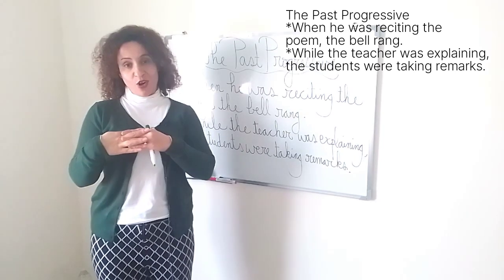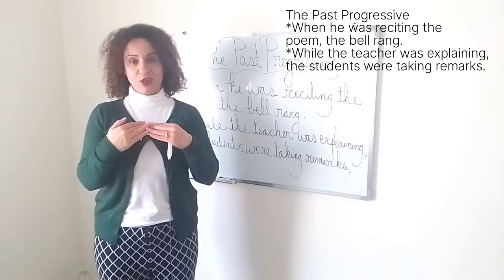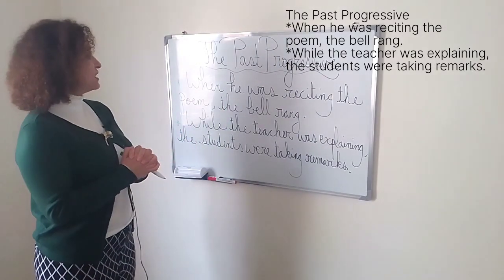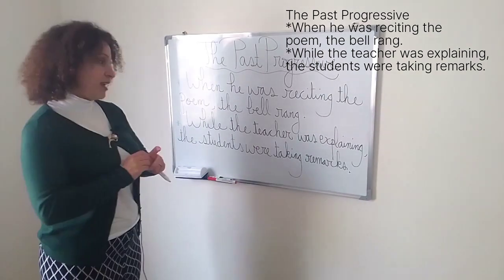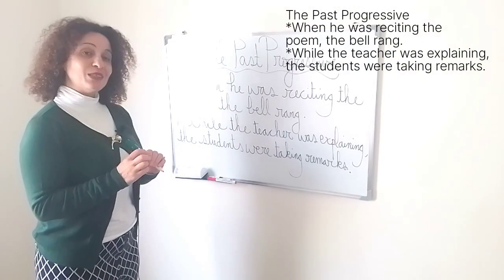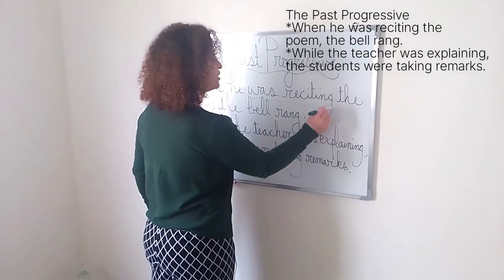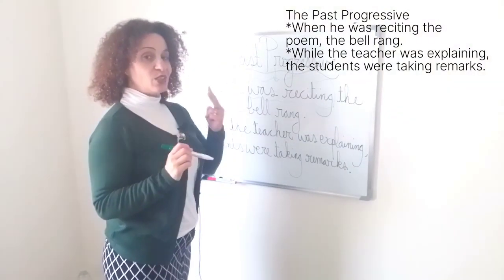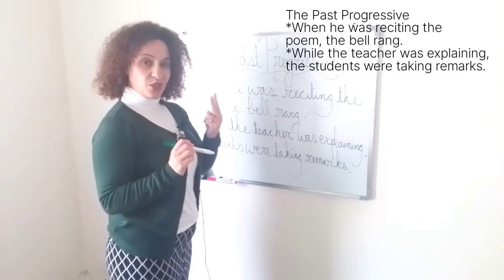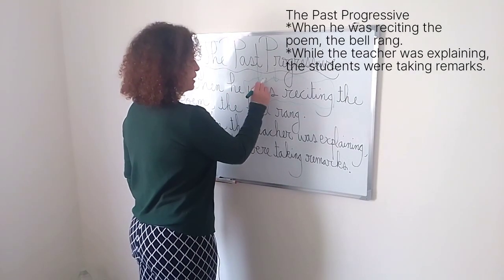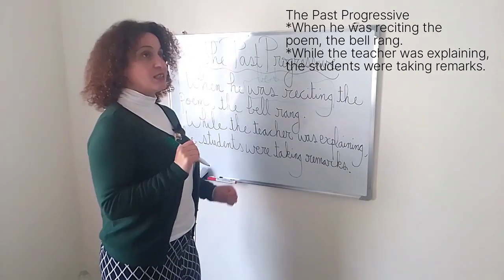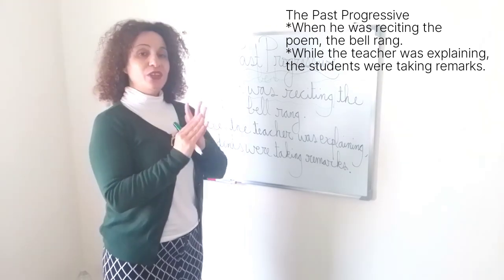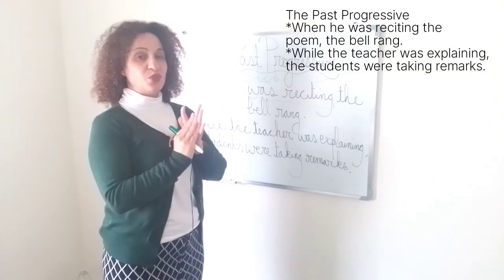When do I use this form, and what is the form of the past progressive? If I go to the first example here, when he was reciting the poem, the bell rang. My form of the past progressive is was reciting. The form of the past progressive, it's clear that it has 2 members. I use verb be in the past, and be in the past, it could be either was, with the first speaker, I was, with the third person singular, he, she, it was.